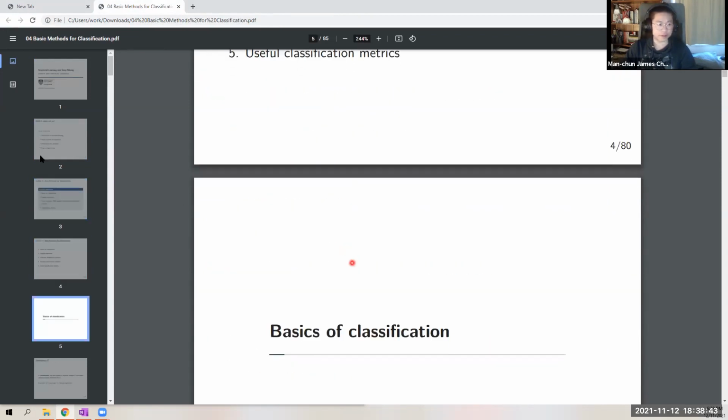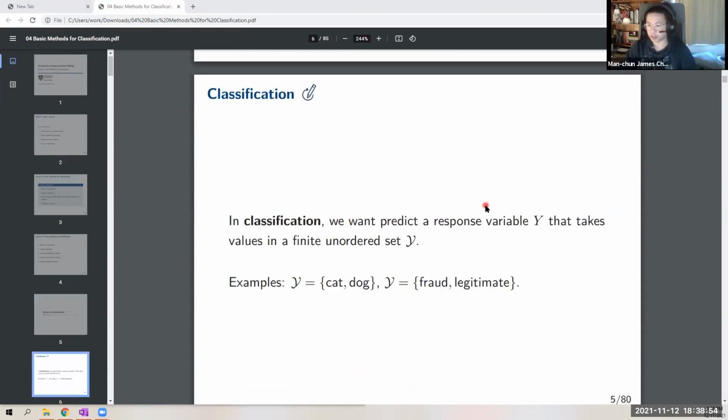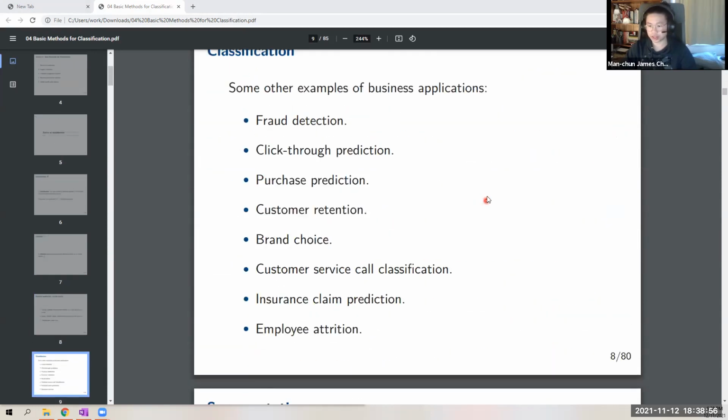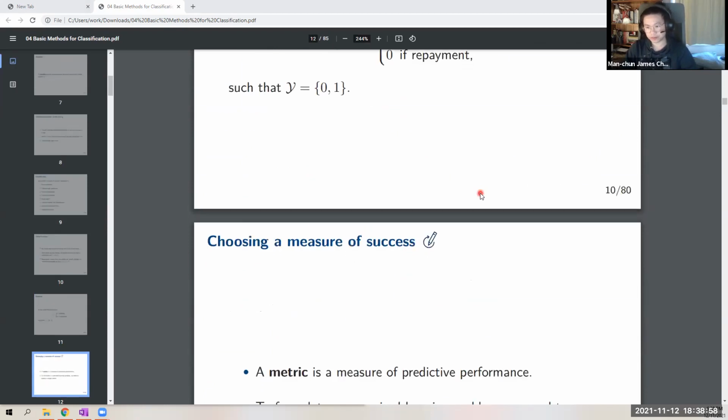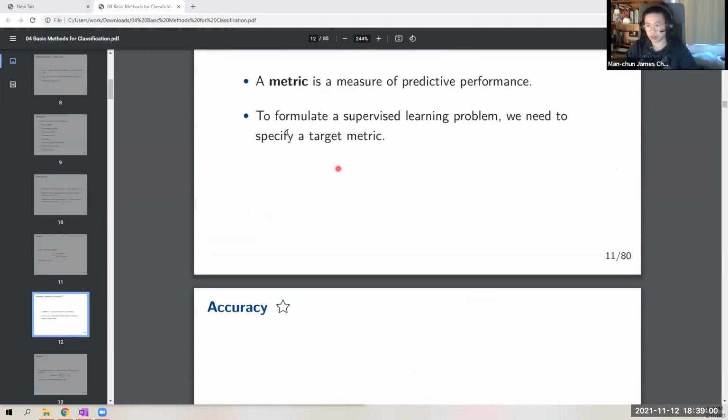Okay, this is week 4, and we're doing classification. There are a lot of things here. Classification is not exactly very difficult. And metrics.